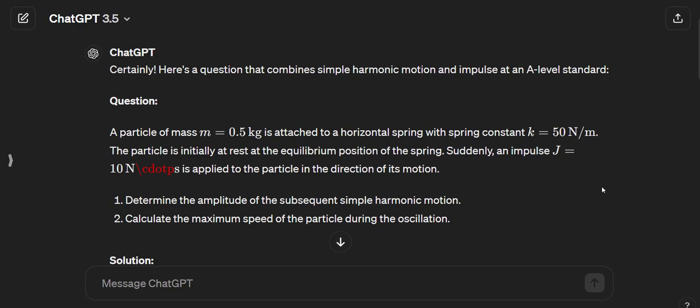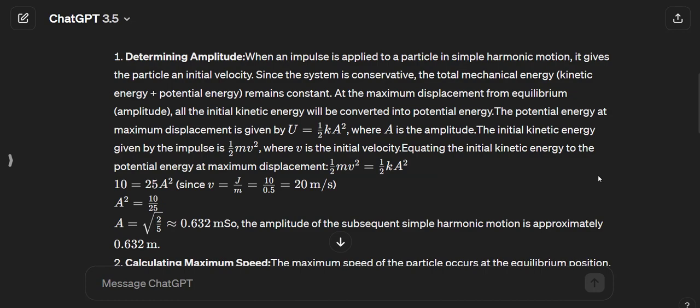Alright, so how does ChatGPT reason about the first question? As you can read, it uses conservation of energy to figure out the amplitude of the SHM, setting the kinetic energy of the particle at equilibrium upon receiving the impulse equal to the elastic potential energy at maximum displacement. Recall that impulse is change in momentum, and so it has correctly calculated the speed of the particle upon receiving the impulse to be 20 meters per second.